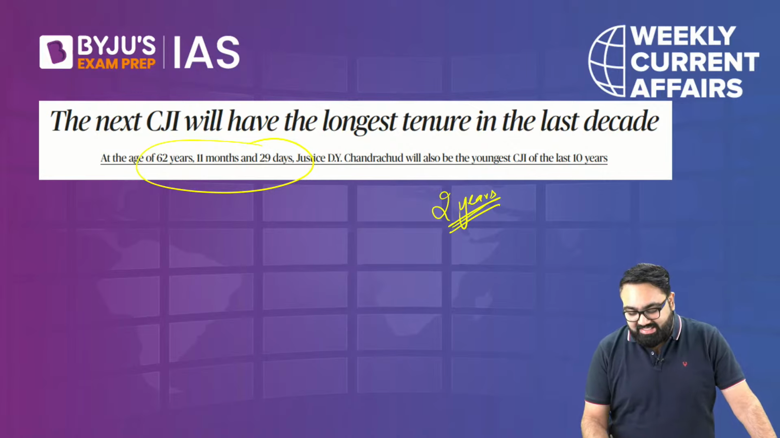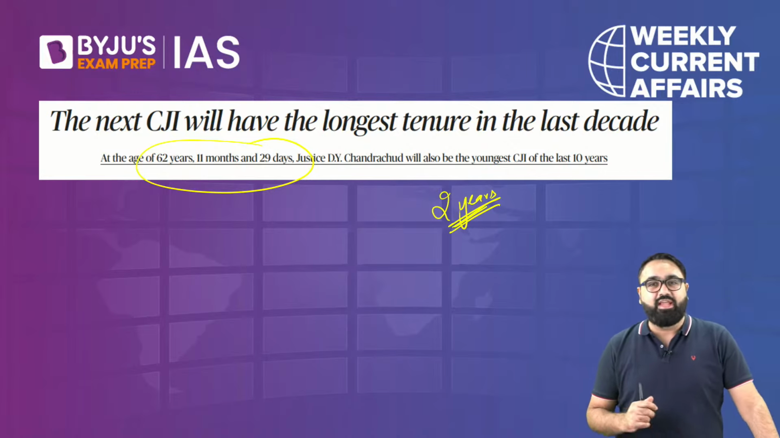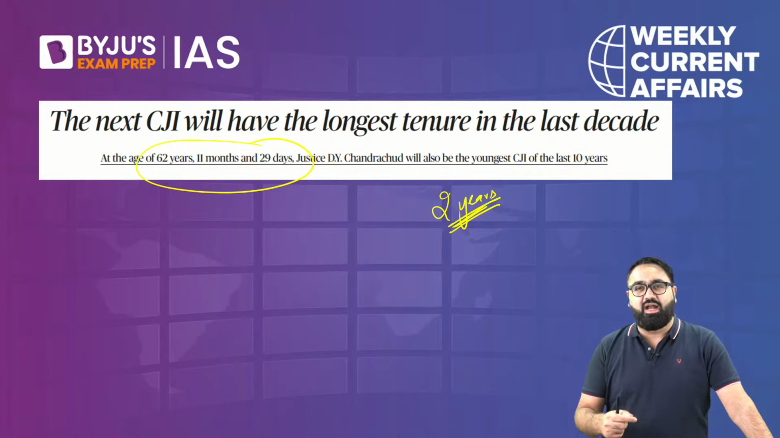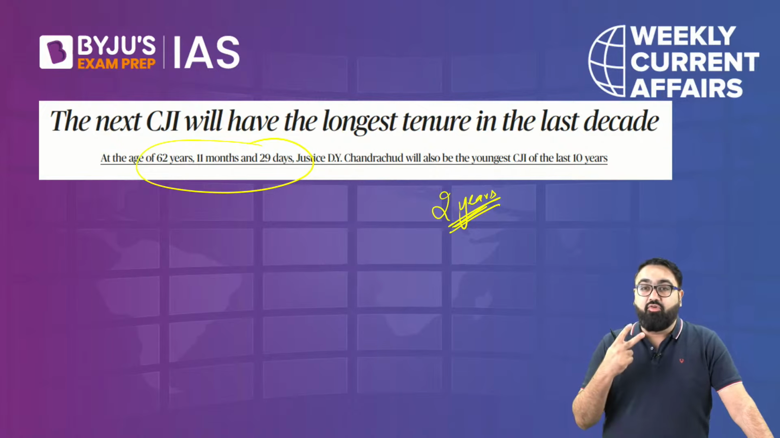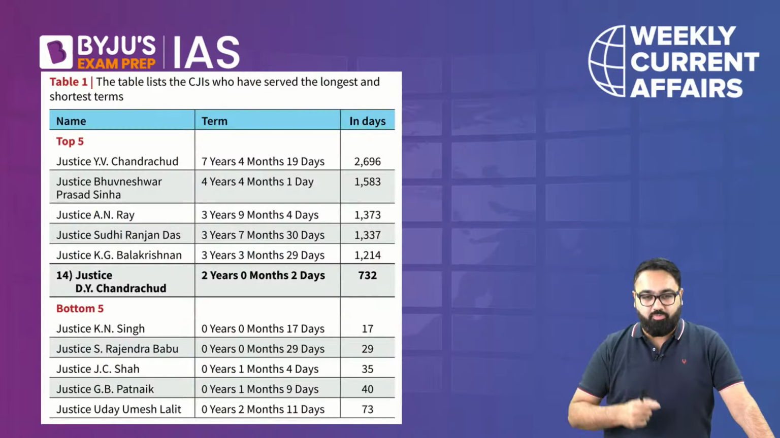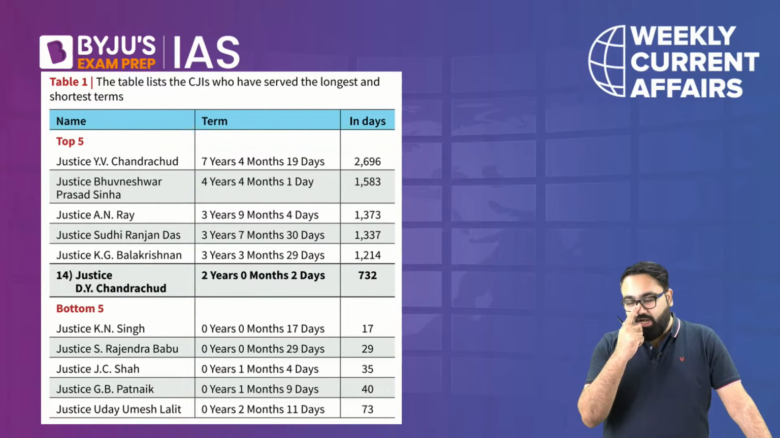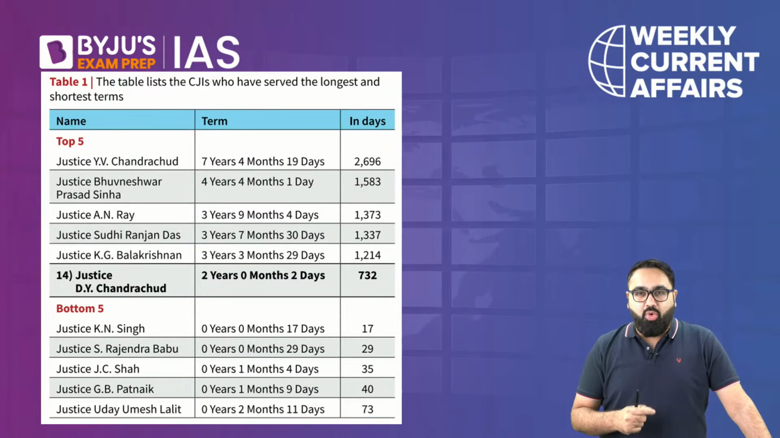So in this case, this is quite an exception that he will get to be at the position of the Chief Justice of India for 2 years, which is a pretty long period. Now, if you look at the list of people who have been the Chief Justice of India as per their tenure, as I said earlier, the first name is very interesting.